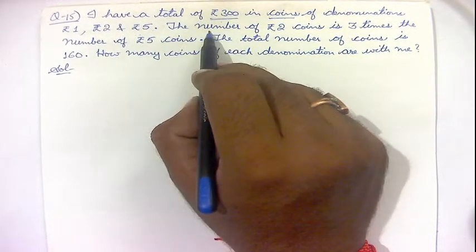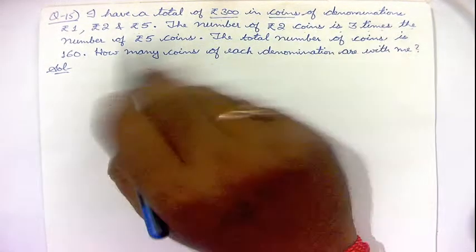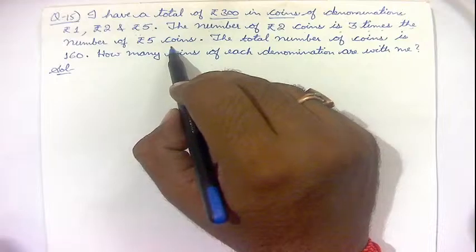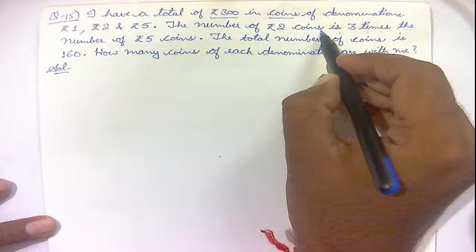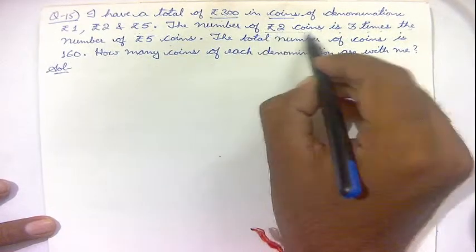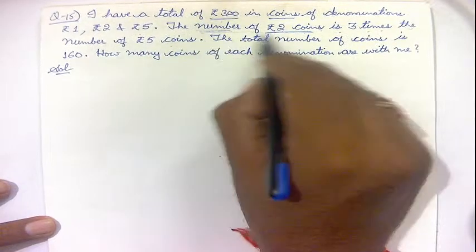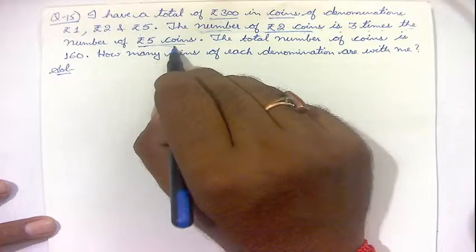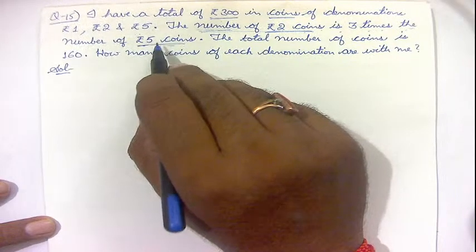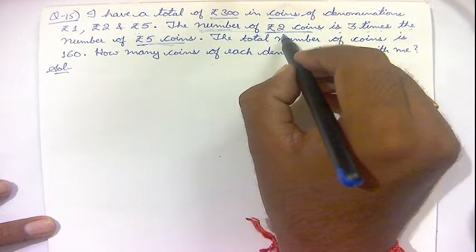The number of rupee 2 coins is 3 times the number of rupee 5 coins. Now what is given? The number of rupee 2 coins, their number, how much is it? 3 times the number of rupee 5 coins. As many 5 rupee coins as there are, the rupee 2 coins are 3 times that.